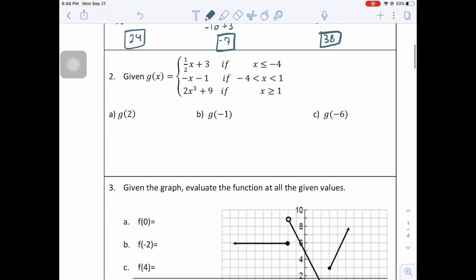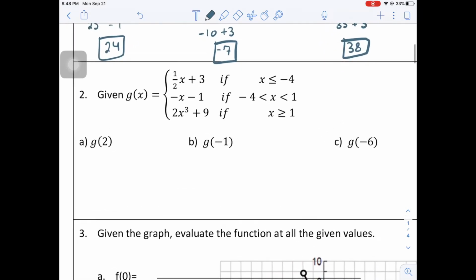So, on this next one, it says given g of x, and then it wants you to plug in all of these different values. So I want you guys to try this one on your own and then just check your answer with the key to make sure you're doing it okay.